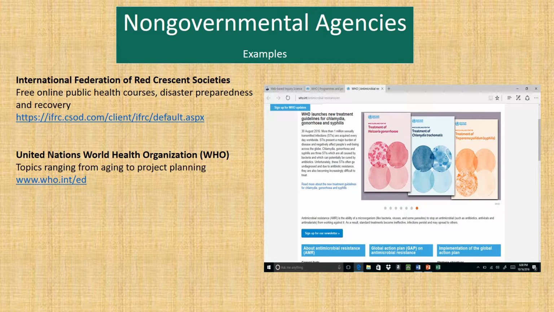Two examples are presented here. First, the International Federation of Red Crescent Societies is a free online public health course. They also offer disaster preparedness and recovery. To the right, you see an example of the United Nations World Health Organization, or WHO. Topics range from aging to project planning.